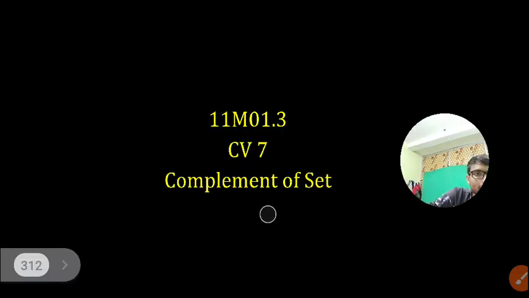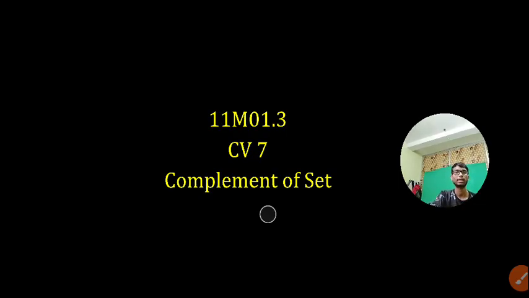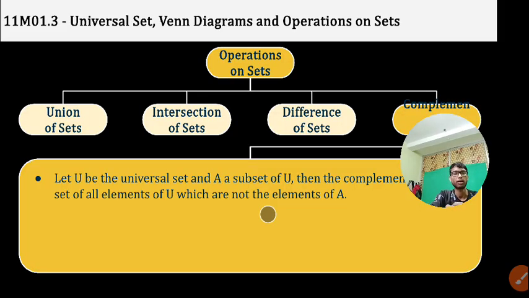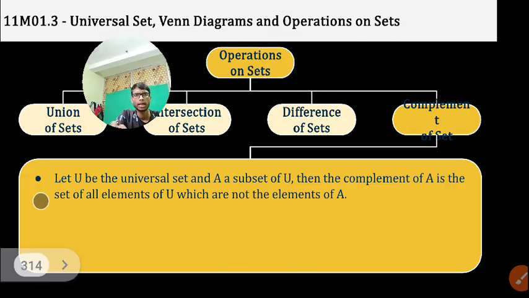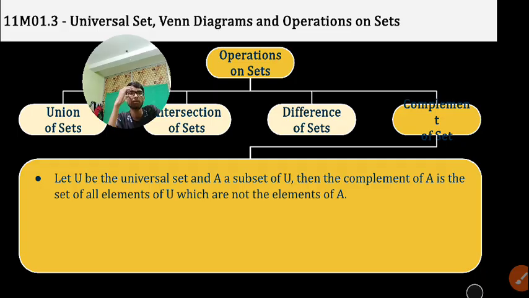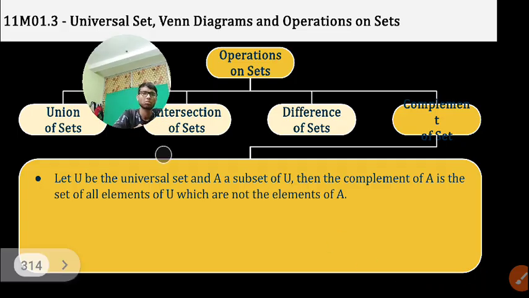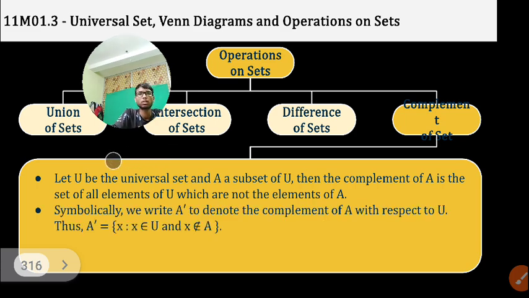Complement of a set, is it hard? Is it harder to understand? Let's see. Complement of a set. Let U be the universal set and A a subset of U. Then the complement of A is the set of all elements of U which are not elements of A. This is theory. Symbolically, we write A with a dash to denote the complement.